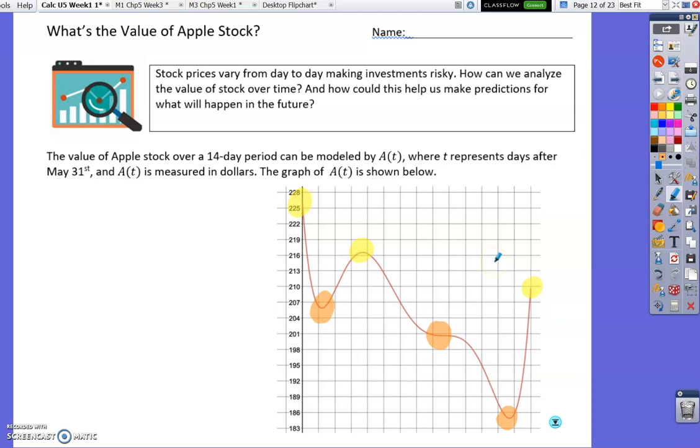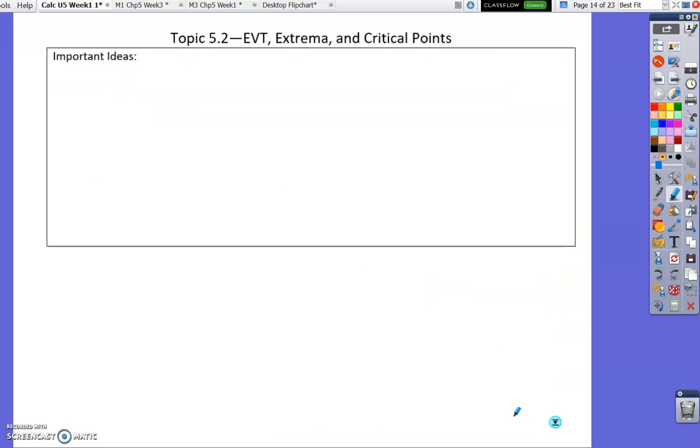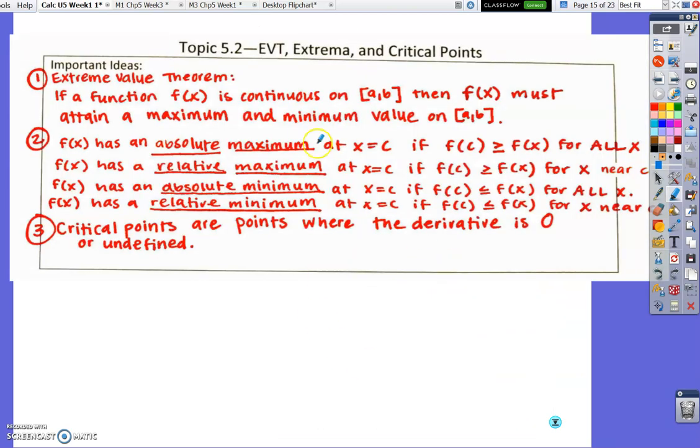But see how there has to be a biggest and a smallest on the interval because of the endpoints. So this is a relative min. This is an absolute min. These three are relative maxes. This is a relative, but this one is the absolute for this interval. So going back, absolute min is when it's less than every value, and relative is for anything near it.